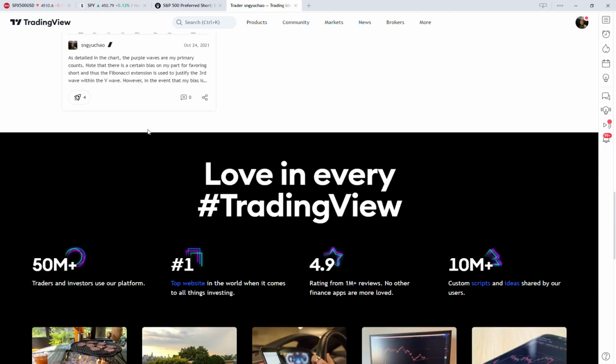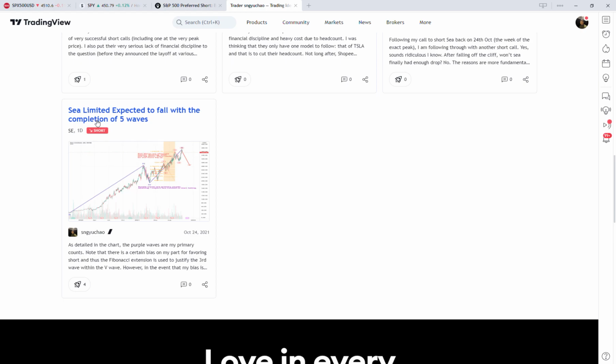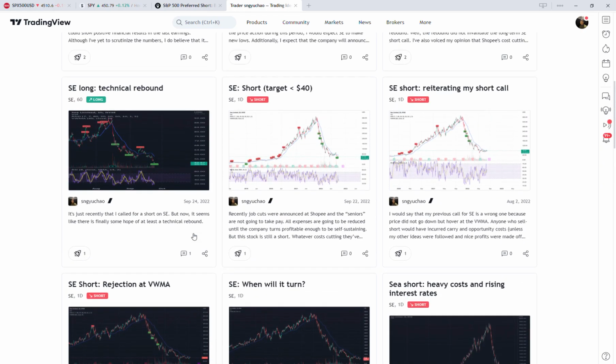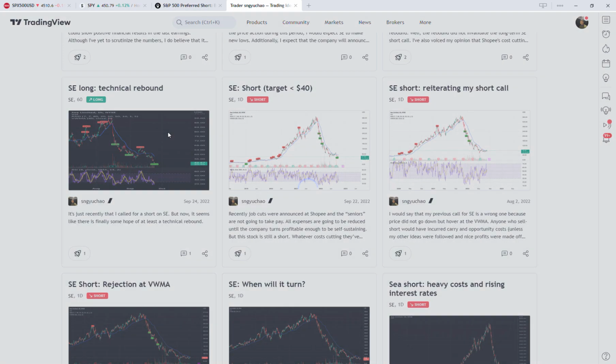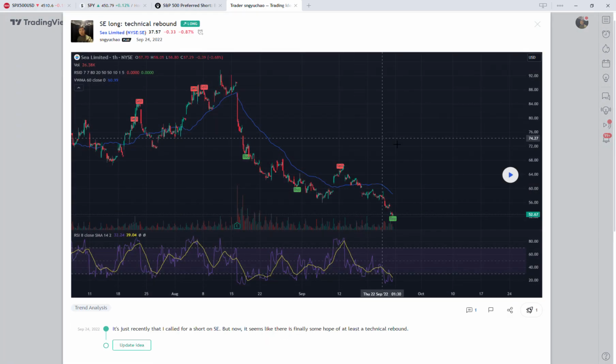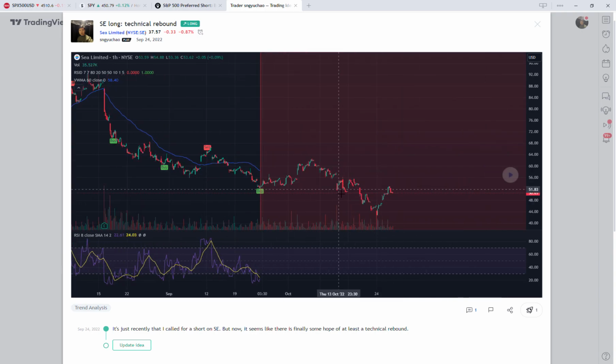So from the very initial one of 24th October 2021, I finally call for a technical rebound 11 months later. If you look at this, 52.67, let's wait for TradingView. You see the technical rebound is also correct, 52 all the way until 62 again.